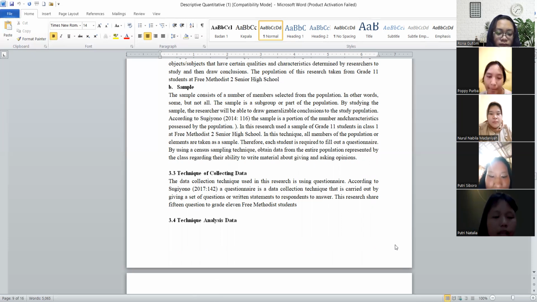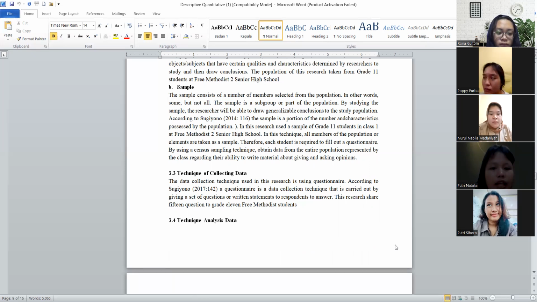The technique of collecting the data that we use in this research is using a questionnaire. According to Sugiono, a questionnaire is a data collection technique that is carried out by giving a set of questions or written statements to respondents to answer.